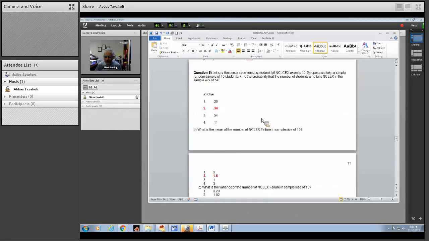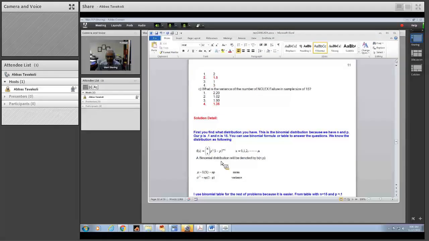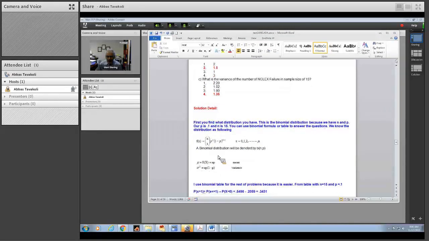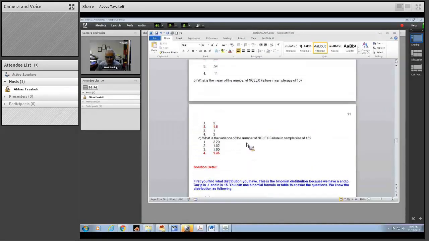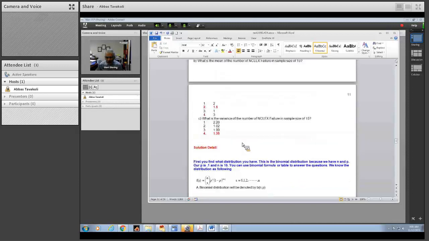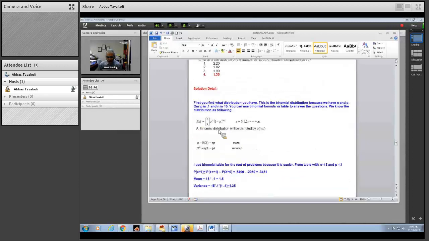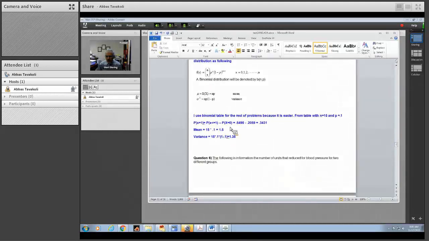Question 5, we have a binomial distribution. The P is 0.1 for failing NCLEX, and the number of students is 15. I ask you, find the probability the number of students who fail NCLEX would be 1. So this is like probability X equal 1. So you can use either the formula, put it in that formula, calculate, or you can use the table.